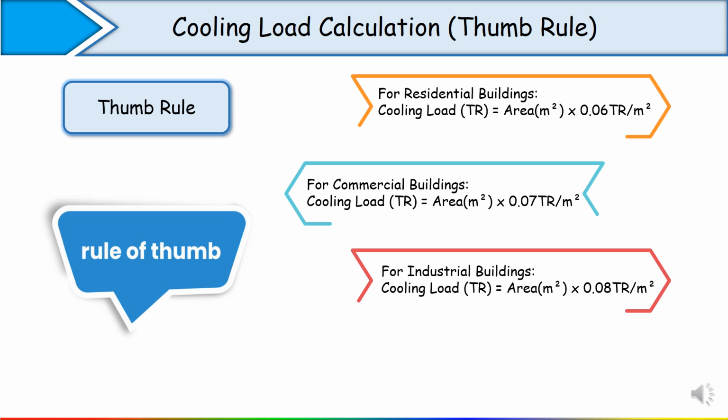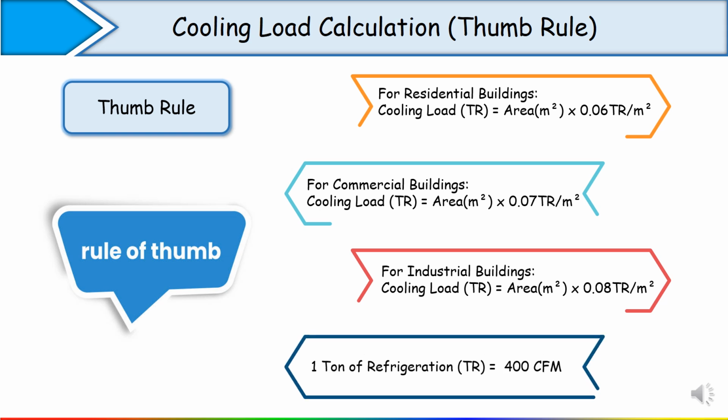Okay, and once you have calculated the cooling load value in TR, now you want to find out the supply air CFM. So here we have a thumb rule for that also. 1 TR is equal to near about 400 CFM, cubic feet per minute.